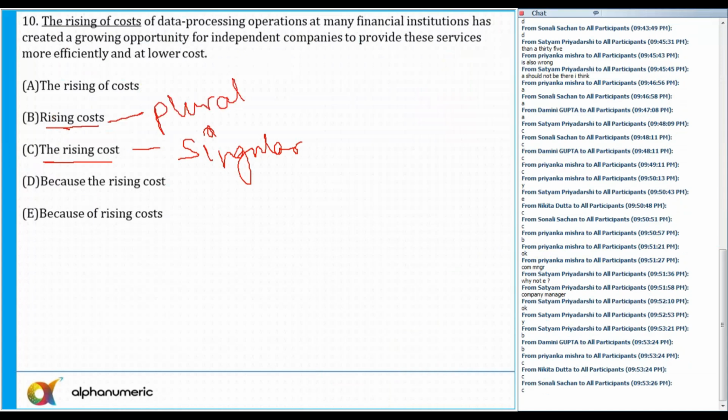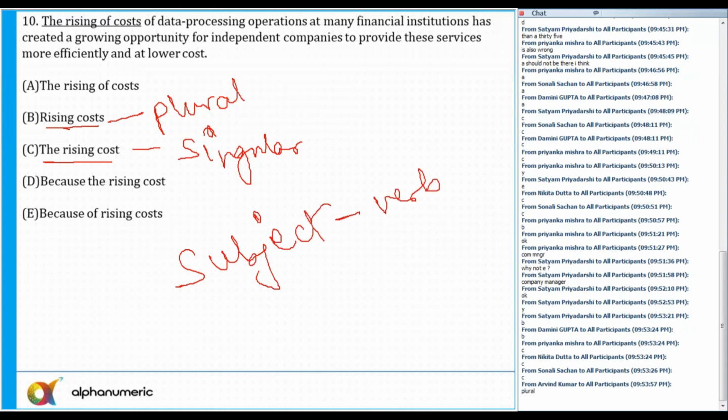Now the question is, is it singular or is it plural? How will we come to know? Because this particular sentence tests you on subject-verb agreement.